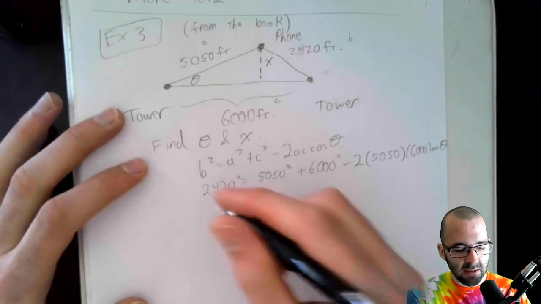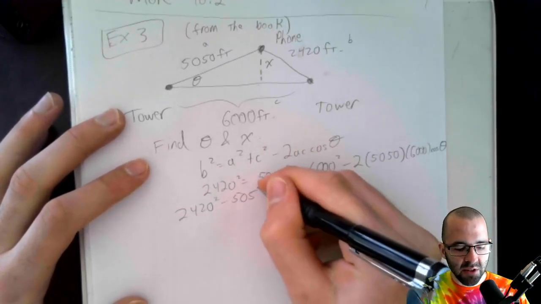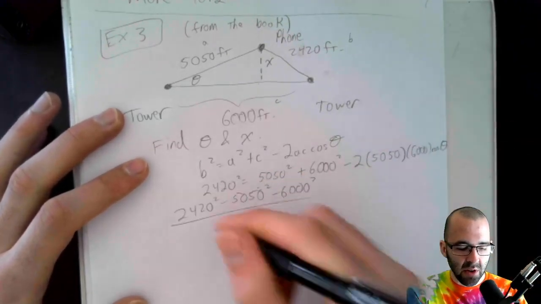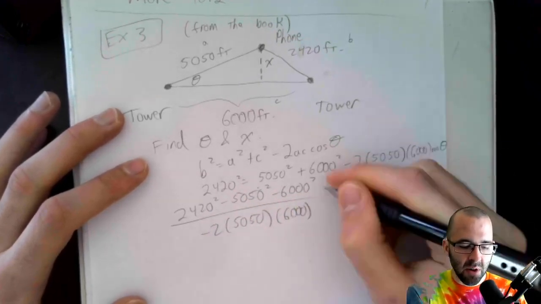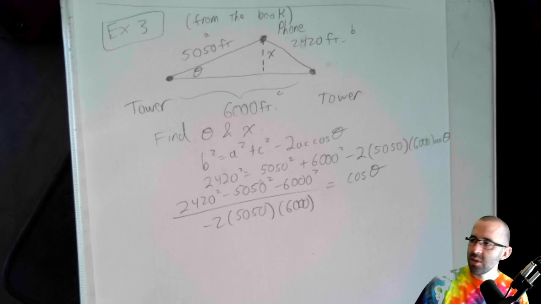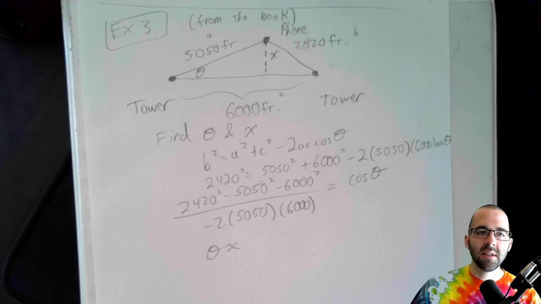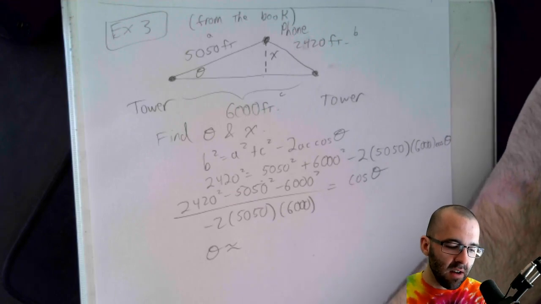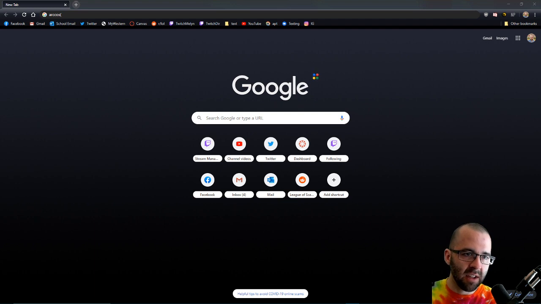So we subtract these two things. We get 2420 squared minus 5050 squared minus 6,000 squared. We're just solving the equation. And then we have to divide by the coefficient, -2 times 5050 times 6,000, just like we've done before. And that's cosine of theta. So we take the inverse cosine of both sides. And what we're going to get, I'll show you, typing it in all at once, make sure you use your parentheses correctly.